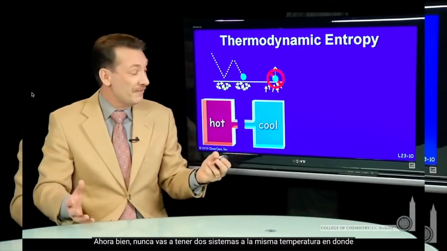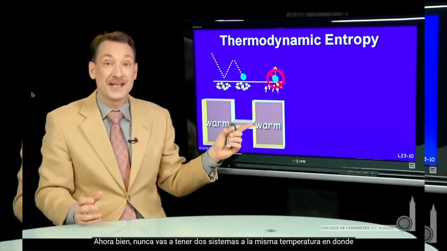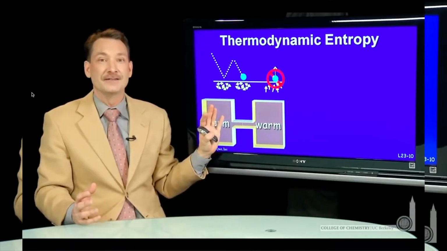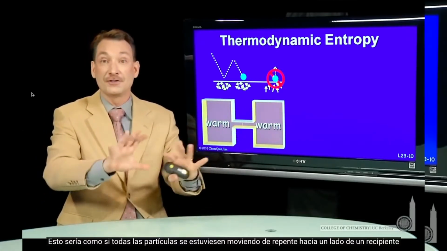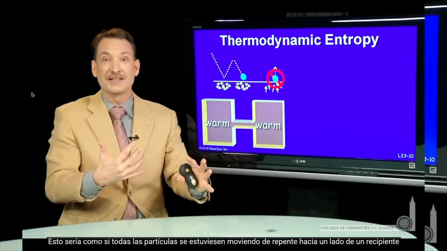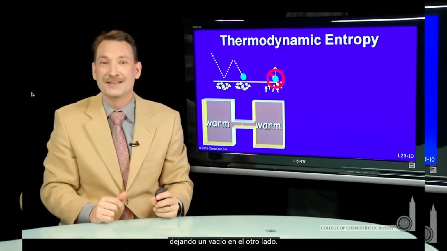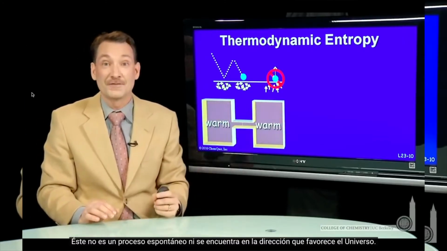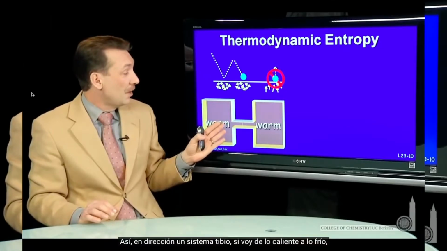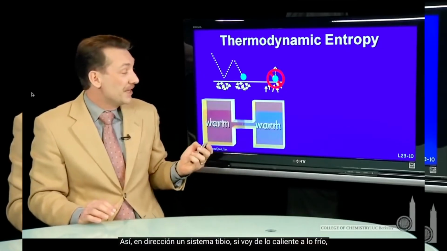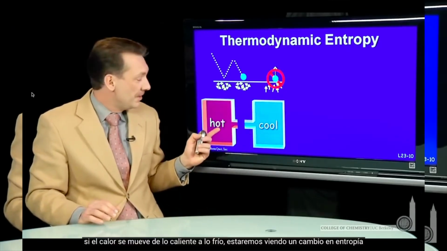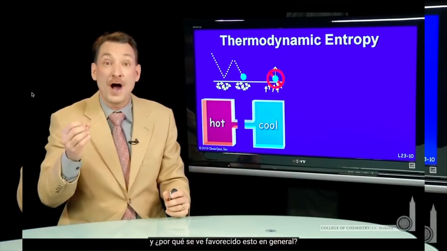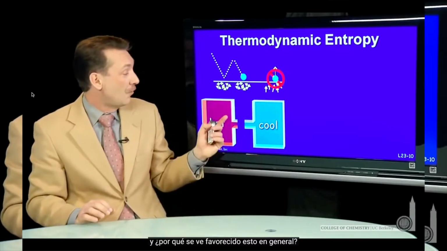Now, you can never get two systems that are at the same temperature to have all the heat spontaneously move to one side. That would be like all the particles moving to one side of a container and leaving a vacuum on the other side. That's not the spontaneous direction, not the favored direction of the universe. So with heat moving from hot to cool, we can see the entropy change and why that is favored overall.